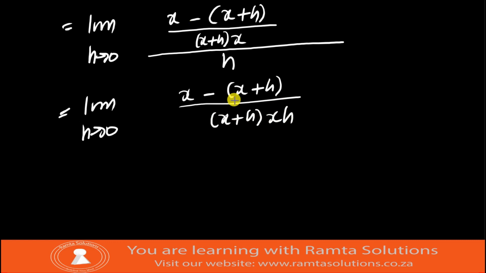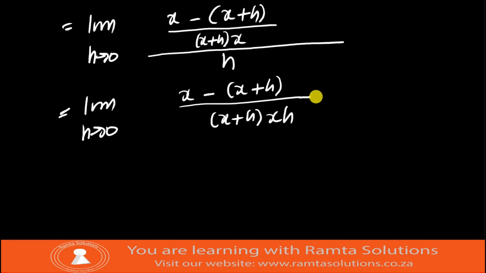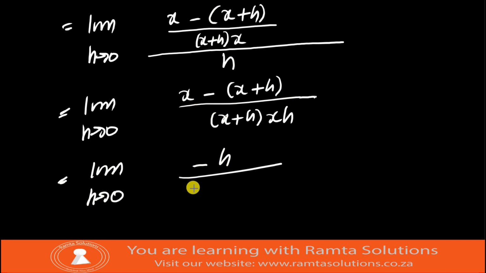All right? Let's confirm it. Yes, it's okay. All right. So it's like this, if you like. Now, let's simplify this. We have a limit as h tends to 0 of x minus x minus h over x plus h and then x times h. As you can see, the h's are cancelling, right? So what are we left with?